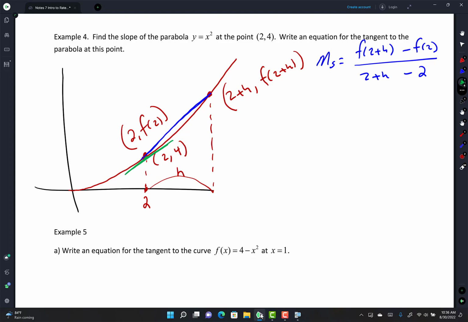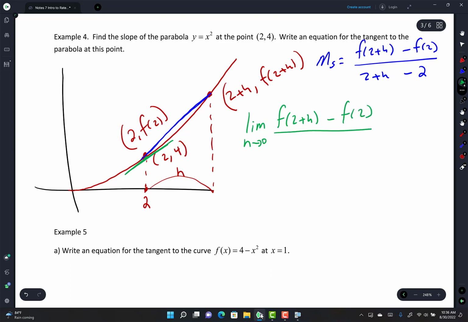Let me tell you why. You cannot calculate a slope unless you have 2 coordinates, but I don't have 2 coordinates. I just have 1. So here's how I'm going to write it. I'm going to write it in green, and I'm going to go slow. I want the limit as h approaches 0 of f of 2 plus h minus f of 2, over, and then the 2 plus h minus 2, the 2's cancel out, right? Over h.